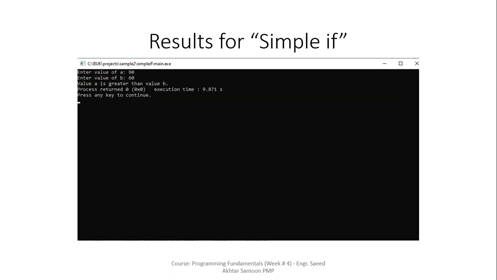As we saw in the sample code, two values are entered. The value of a is entered as 90, the value of b is entered as 60, and the response from the computer is value of a is greater than value b. This is what we have programmed, and this is the result.